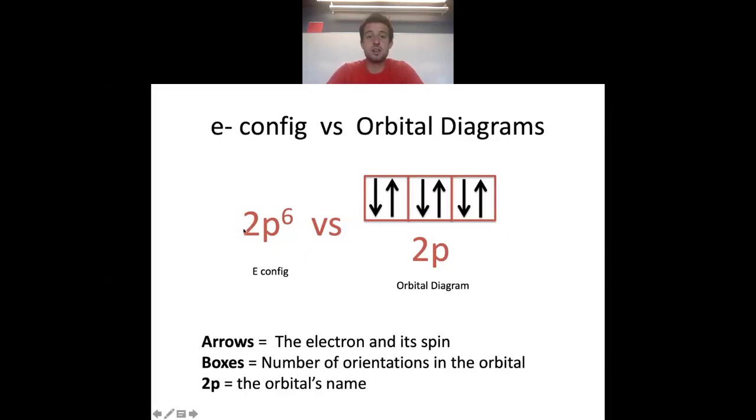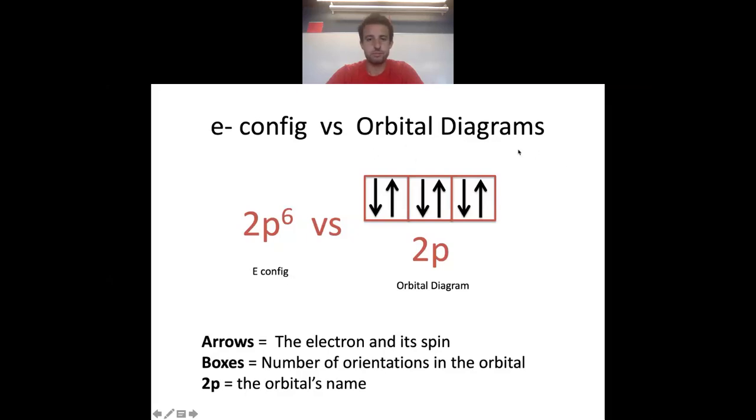For s's, instead of drawing 3 boxes and a total of 6 arrows, for s's you would only draw 1 box, because s only has 1 orientation and can fit a maximum of 2 arrows in that one orientation. So another way of thinking about it is, think about the maximum number of electrons an orbital can fit. So for D, that's 10. You're going to draw half that number of boxes and fill them in with arrows. So for D, anytime you see a D, you're going to draw 5 boxes when it comes to an orbital diagram.